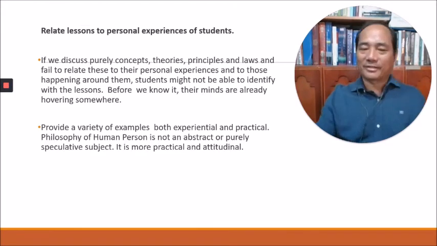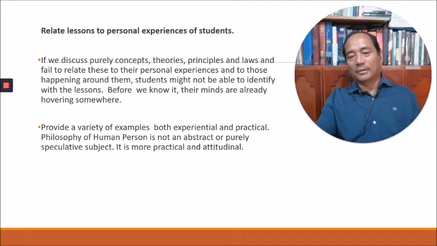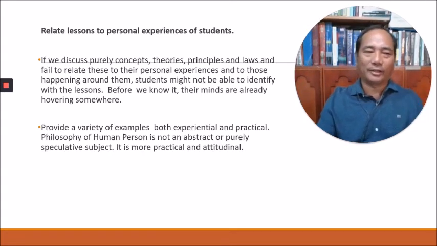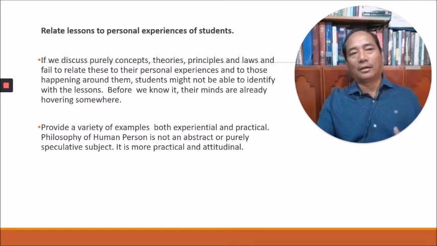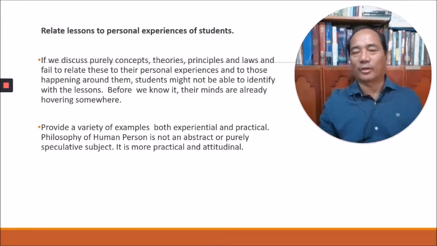So provide a variety of examples, both experiential and practical. Philosophy of the human person is not an abstract or purely speculative subject. It's more practical and attitudinal. So when you talk of interpersonal relationships, then we give example about interpersonal relationships. If we discuss about their role in the society, then we have to give examples about their role in the society. If we talk about religion or man as a religious subject, then we have to connect our lesson to their religious or spiritual experiences.